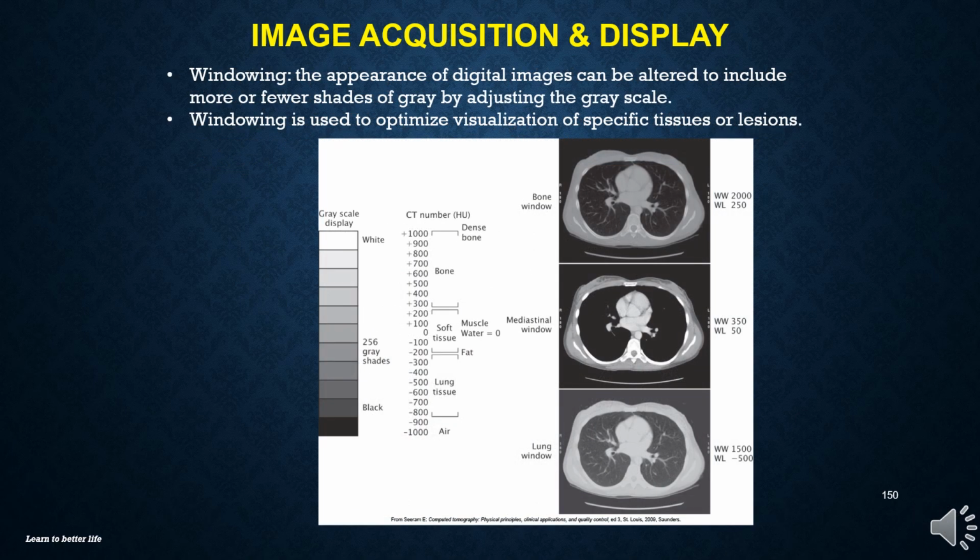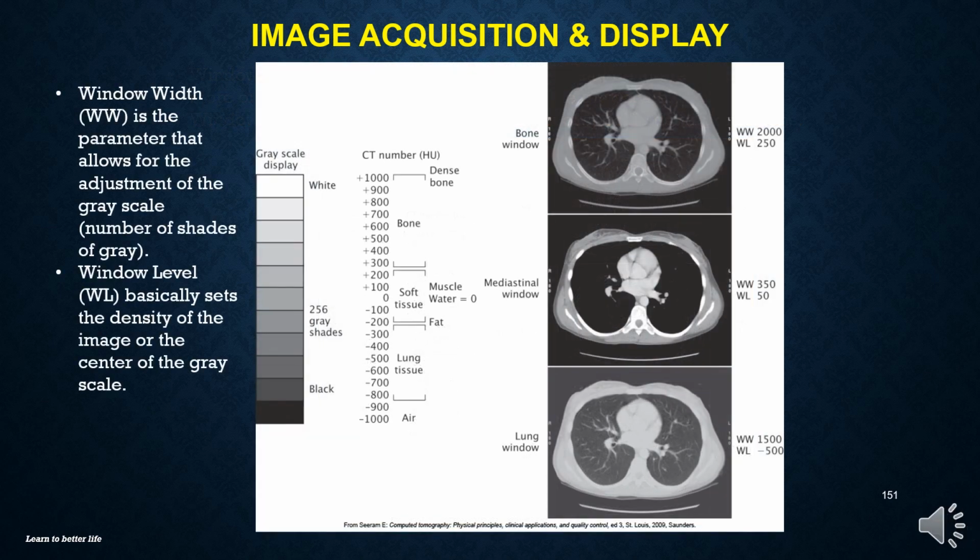Windowing. The appearance of digital images can be altered to include more or fewer shades of gray by adjusting the grayscale. Windowing is used to optimize the visualization of specific tissues or lesions. Window width, WW, is the parameter that allows for the adjustment of the grayscale, the number of shades of gray. Window level, WL, basically sets the density of the image or the center of the grayscale.